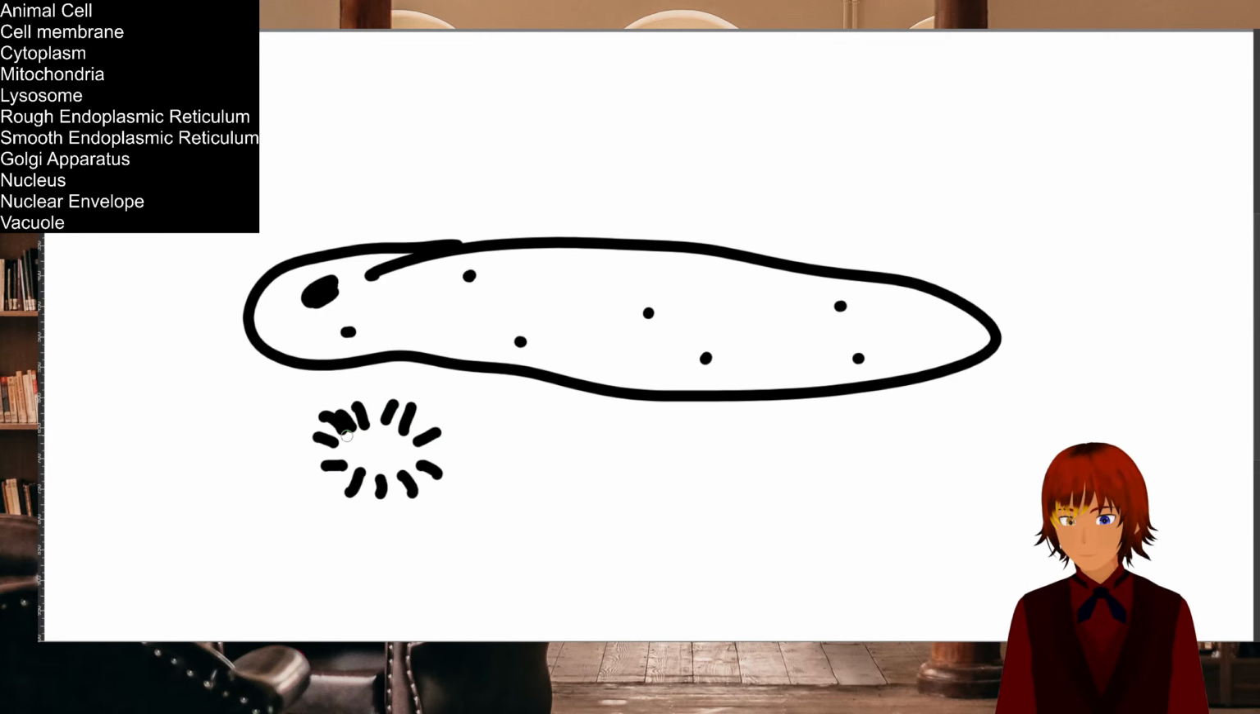But these lysosomes over here, they don't just attack bacteria, they're also used to take out old and dying organelles as well. So think of it like the garbage man of the cell. Without these, you'd have an accumulation of old, decayed structures that would take up way too much room inside the cell and couldn't be used for anything.